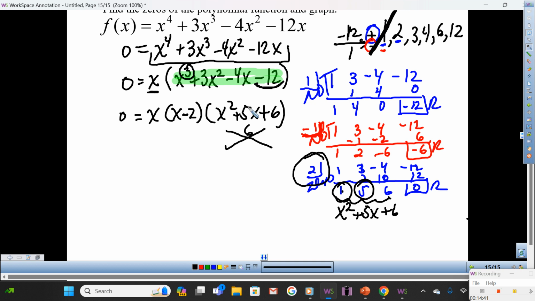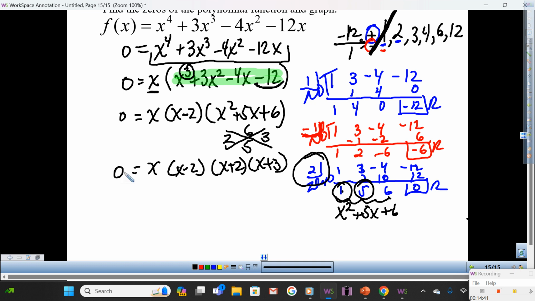We got 6 and 5. What are factors of 6 that add up to 5, everyone? 2 and 3. So my factors are x plus 2, x plus 3, bring down the x minus 2, bring down the x equal to 0.